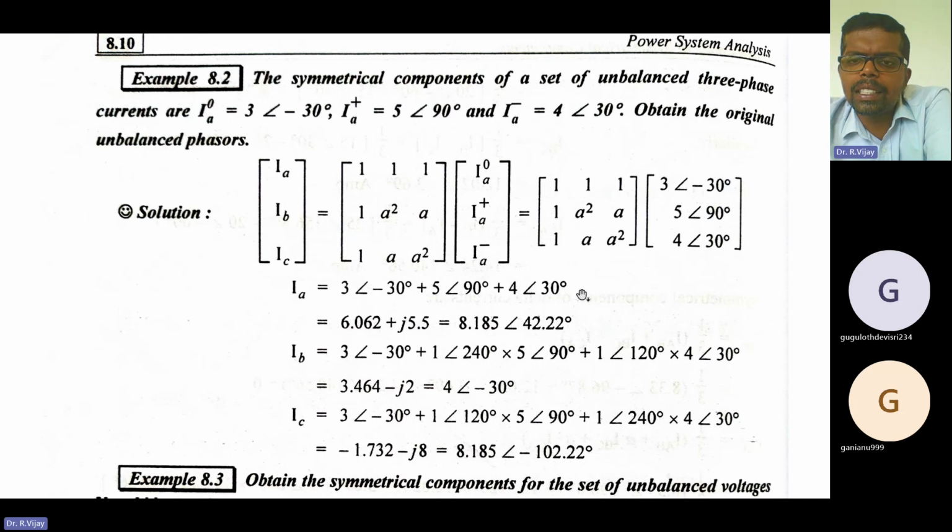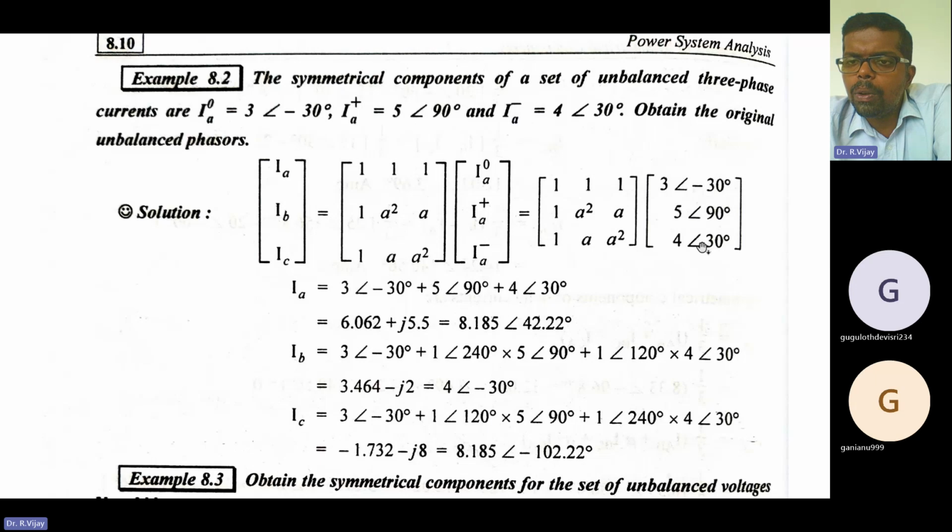For a detailed explanation, they are given like this. In your scientific calculator, you just open a 3 cross 3 matrix and type all these values. A squared is 1 at the angle of 240 degree. A is 1 at the angle of 120. Similarly, you need to substitute all these things. You frame the 3 cross 3 matrix, and here also you need to frame the 1 cross 3 matrix.